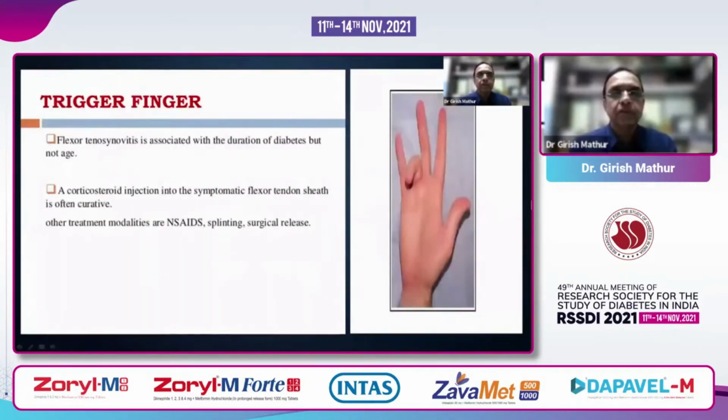It is associated with the duration of diabetes, but not age. Treatment is corticosteroid injection into the symptomatic flexor tendon sheath. Other modalities are NSAIDs, splinting, and surgical release.